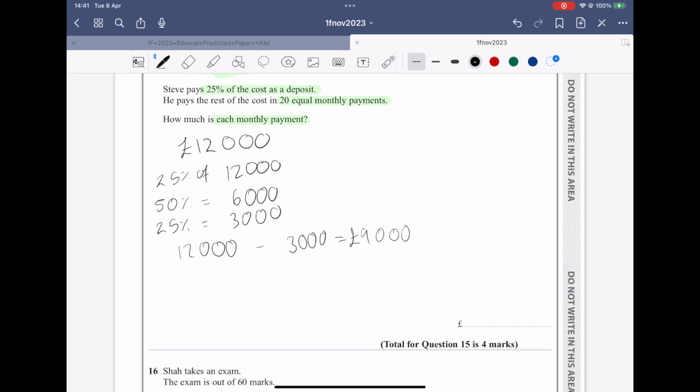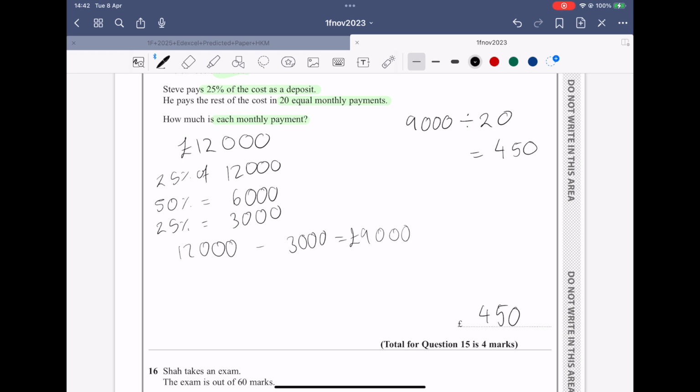Well, we need to divide it by 20, all right? So 9,000 divided by 20. Half of 9,000 would be 4,500, so divided by 2. And then we need to divide that by 10, because we divided by 20 altogether. So it's going to be £450, right? That's the cost of every monthly payment.